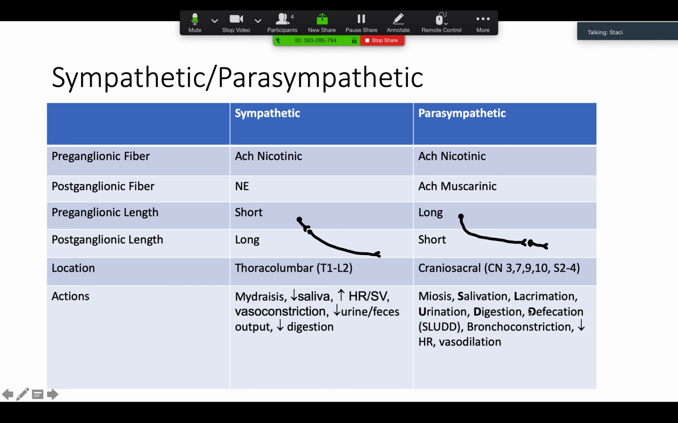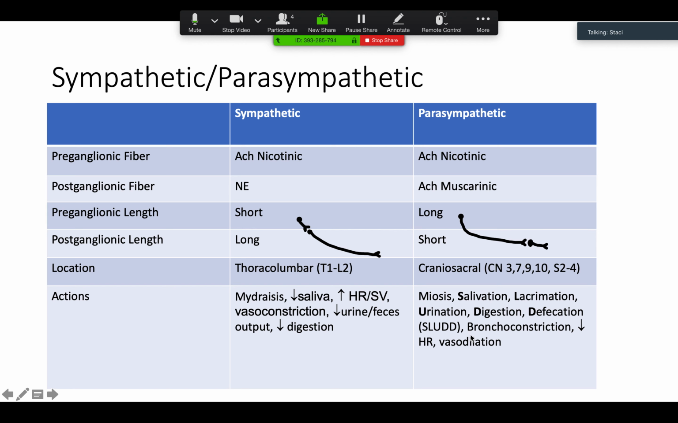Then for parasympathetic, it's the rest and digest, but it's also known as SLUD: salivation, lacrimation, that's tearing, urination, digestion, and defecation. Also, there'll be bronchoconstriction, and you're going to have a decreased heart rate and vasodilation. So these are sort of just opposites. If you know one, you can kind of get the other.